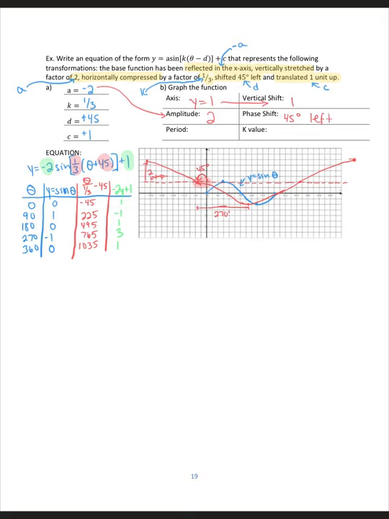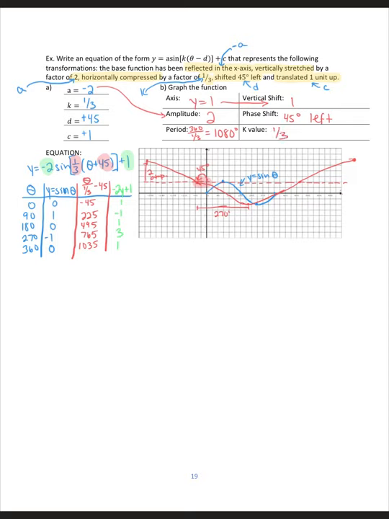Our period from this one, we could assess what our period is if we go from a negative 315 all the way to a positive 765, right? We could figure that out. We can also figure that out by dividing by our K value. So if we did 360 divided by our K value, which is 1/3, our period would be 1080 degrees. And again, our K value is 1/3.